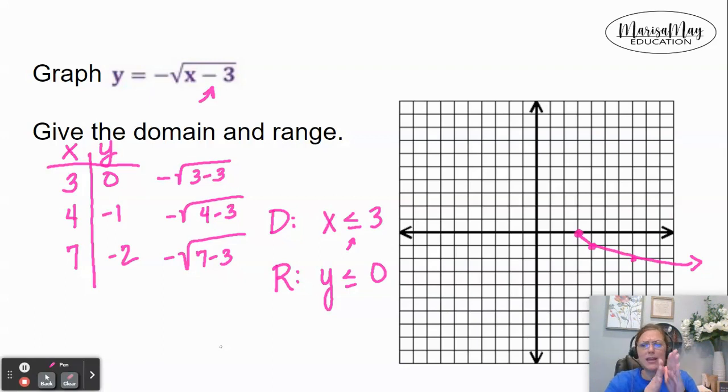Just really think about, okay, so all the x values have to be bigger than, or all the values have to be less than. All right, I hope this helps.